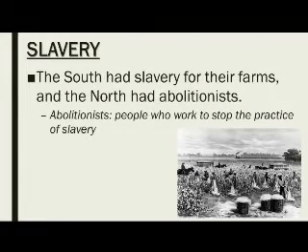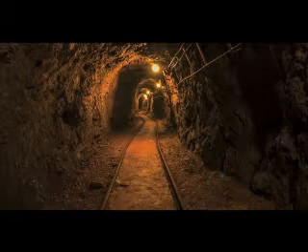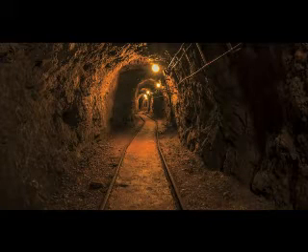Now, the South had slavery for their farms, but in the North they had the abolitionists. Abolitionists were people who worked to stop the practice of slavery. They created an underground railroad to help slaves escape to different places. The railroad had a string of hideouts for the fleeing slaves.